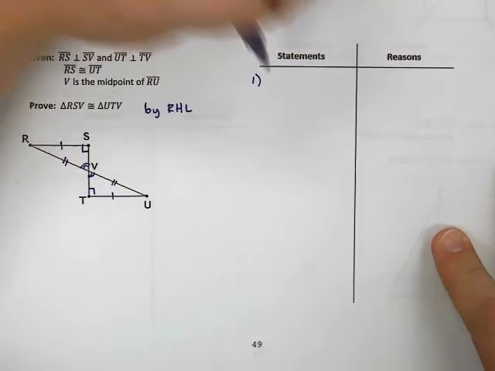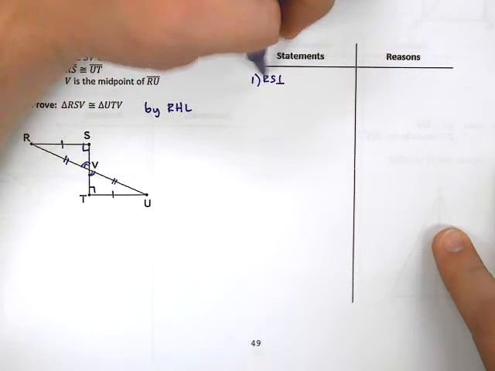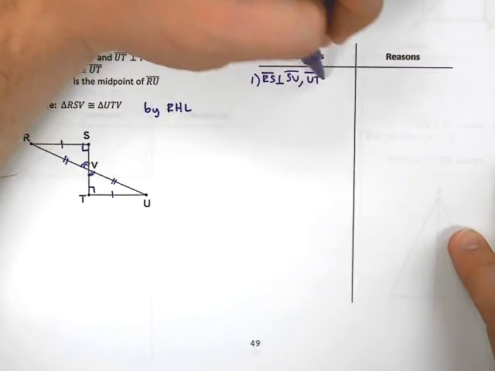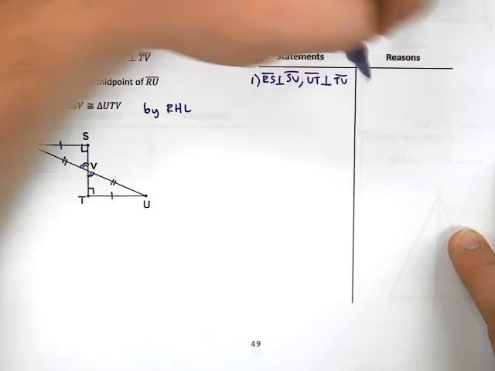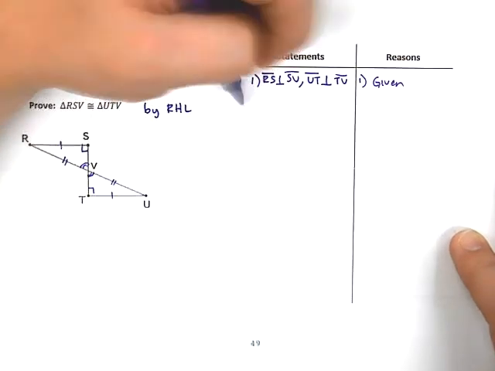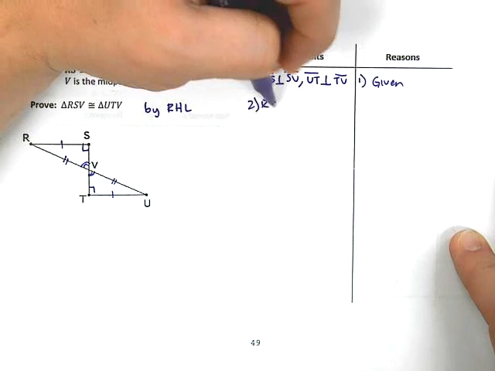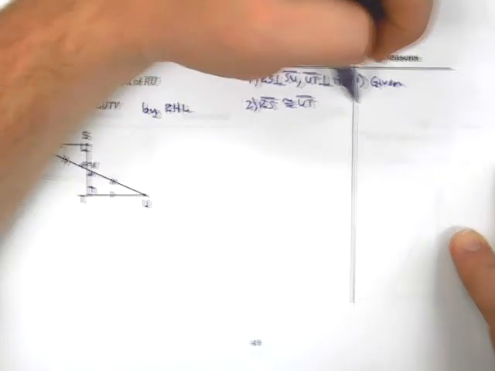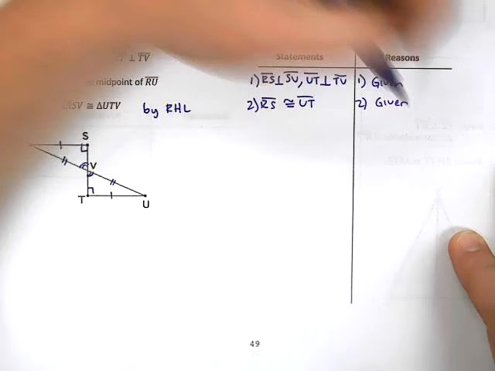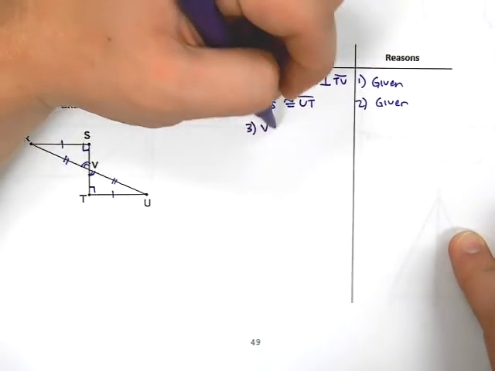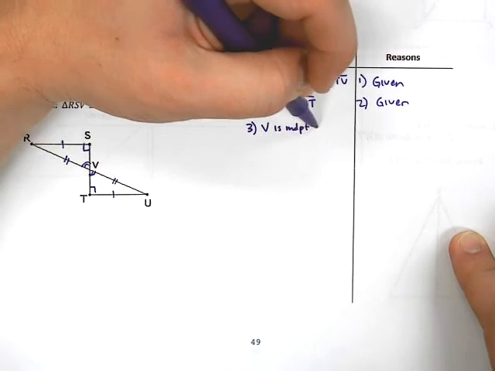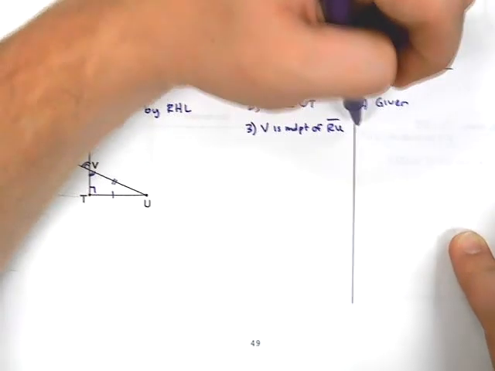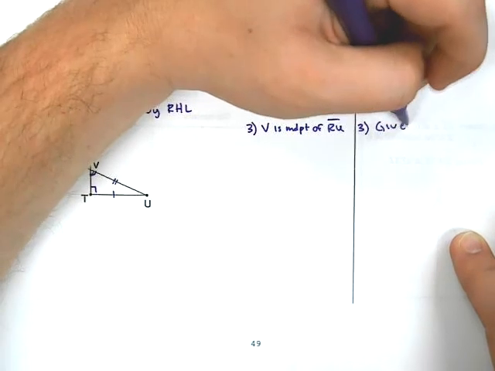So we write our givens. Let's see. RS perpendicular to SV, UT perpendicular to TV, given. RS congruent to UT, given. V is midpoint of RU, given. Alright, let's take a look.